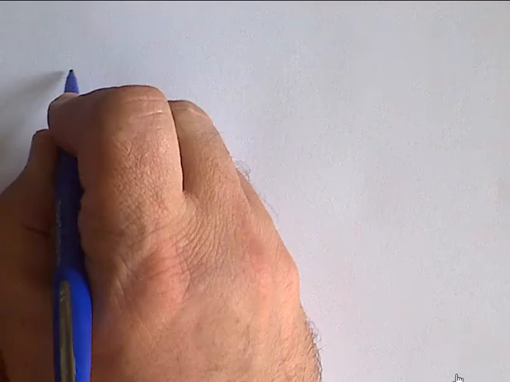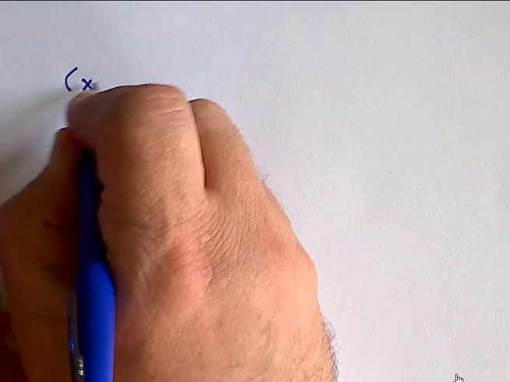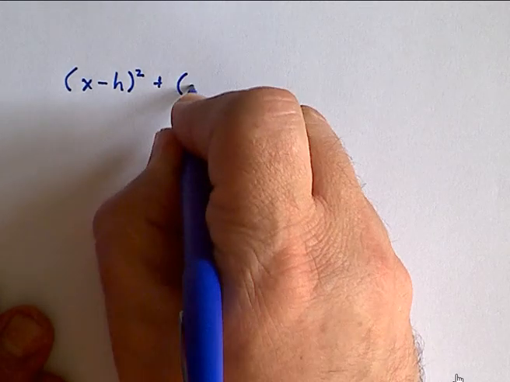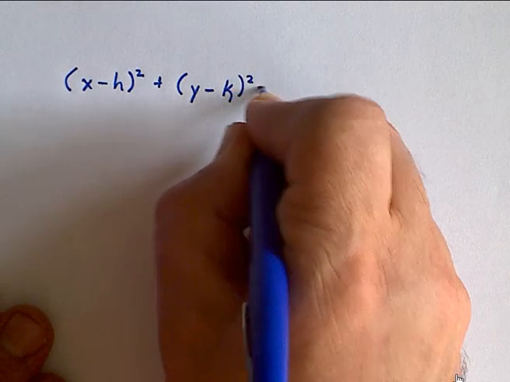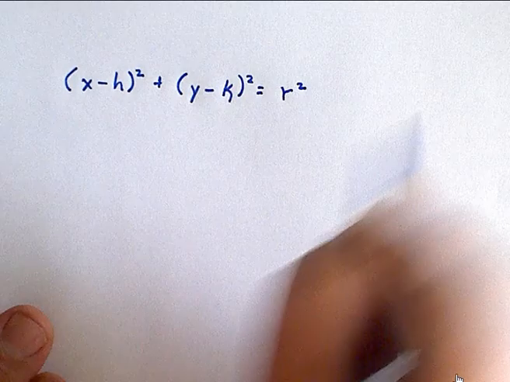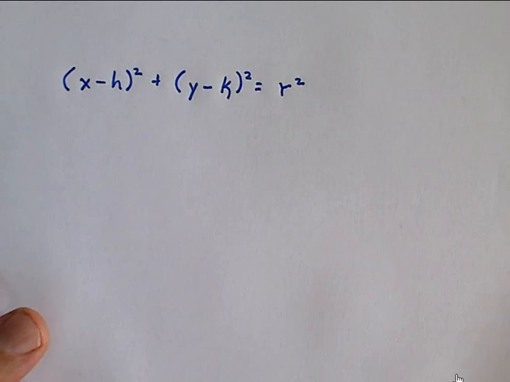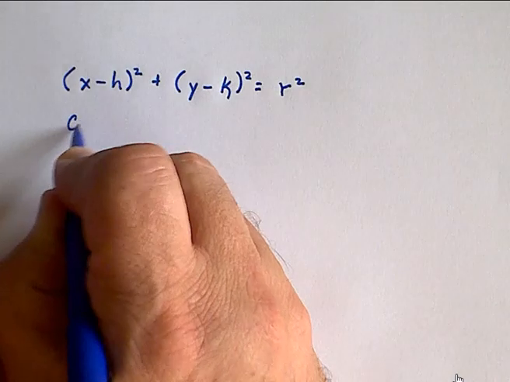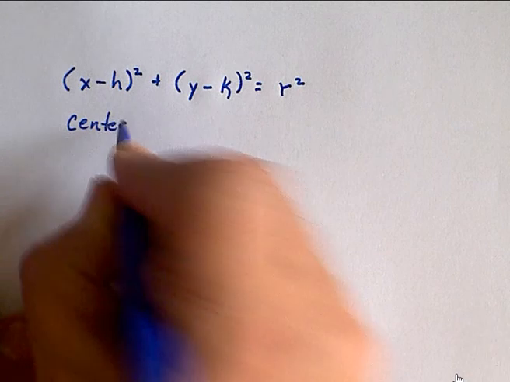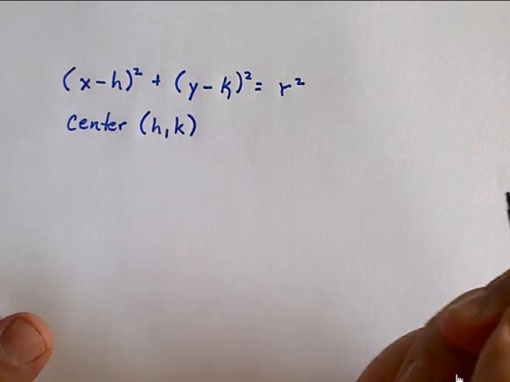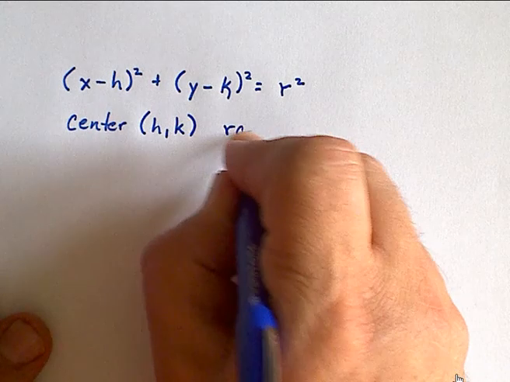So here's what the equation looks like. The equation says that if I have (x minus h) quantity squared plus (y minus k) quantity squared equals r squared, that will represent the equation of a circle. Now here's what you know about that circle. That circle has a center at (h, k), whatever h and k are, and it has a radius equal to r.